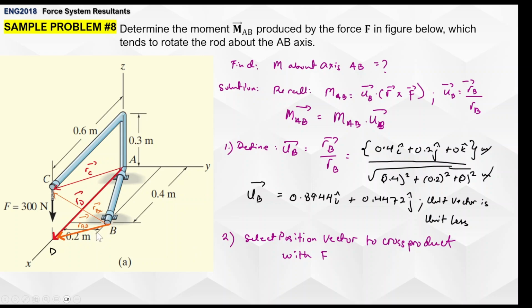Could be also with RBD or RBC, since we're rotating about the AB axis. But for this particular case, we're going to choose RD since it's going to be a lot simpler, and it just lies on the x-axis, so there are a lot of zeros coming up there. Okay, for simplicity, we're going to use RD.